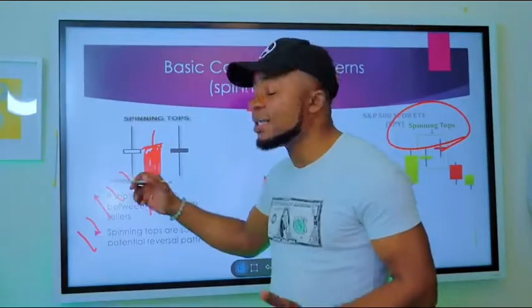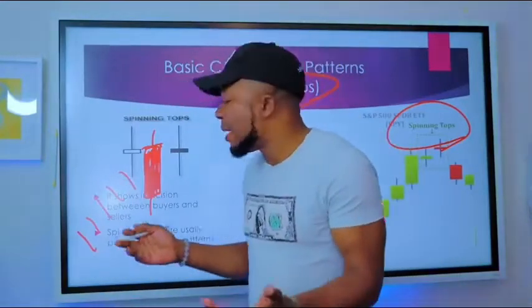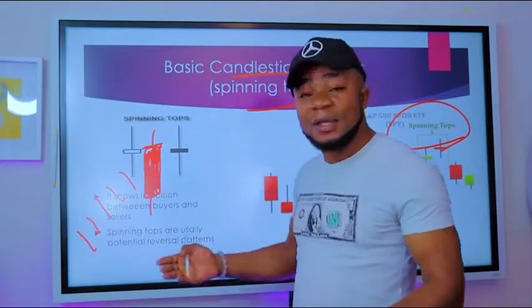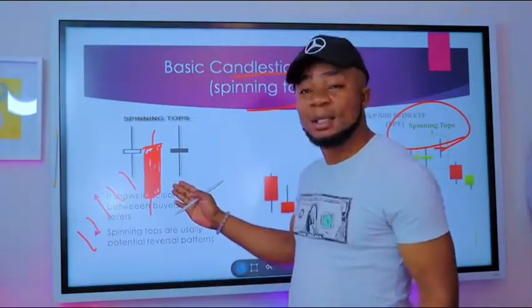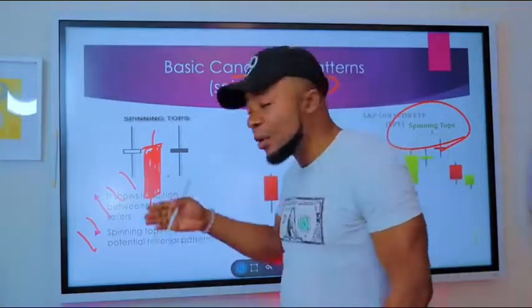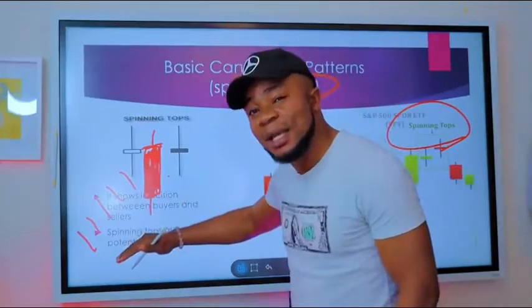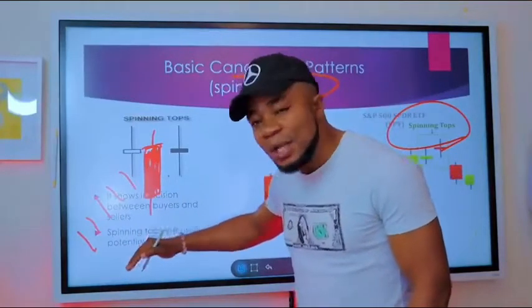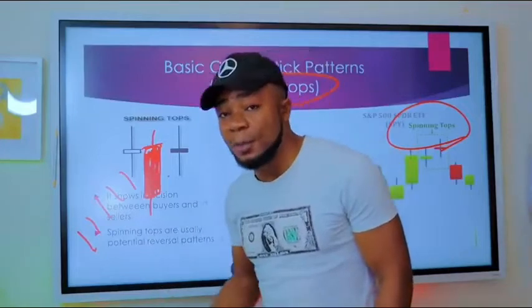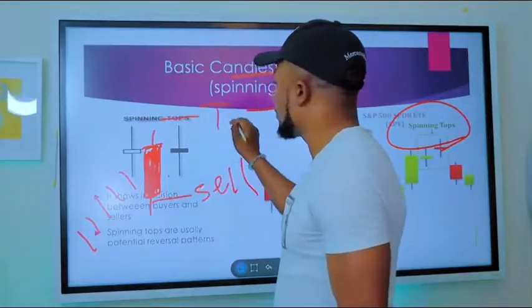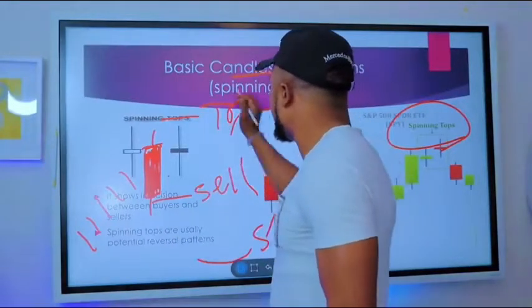It tells you that after the buyers and the sellers agree to disagree, the people who came after that and won the battle were the sellers. There were more sellers in the market after this fierce battle, and if there are more sellers, it means there is more supply. Anytime there are more sellers and more supply, the only thing you should be doing is selling. So at that point you should have sold somewhere here. You put your take profit somewhere here, and stop loss here, and that is it.